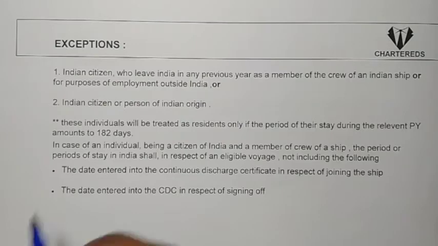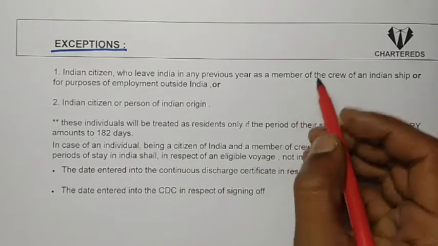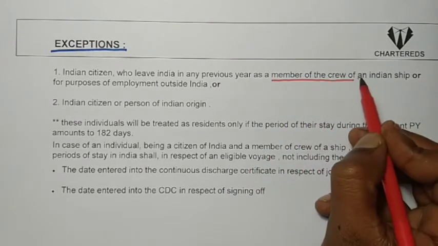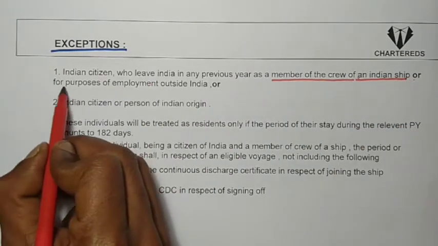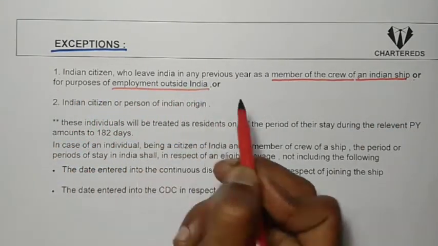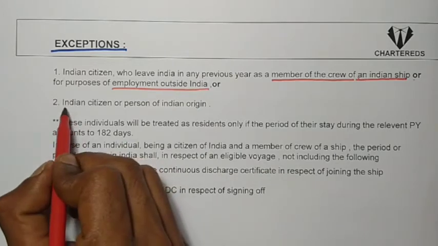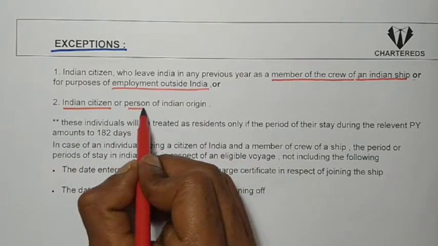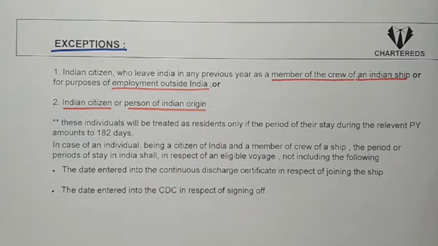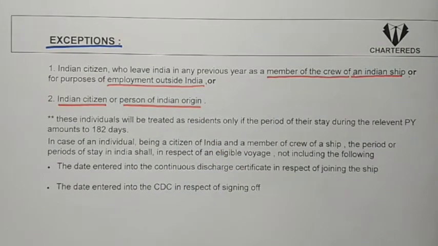There are 2 exceptions. First one, a member of crew of an Indian ship or one leaving for purposes of employment outside India. Second, an Indian citizen or person of Indian origin. Person of Indian origin means a person or his parents or his grandparents who were born in India but settled outside India. These persons are called persons of Indian origin.